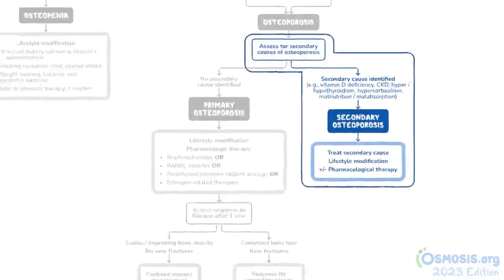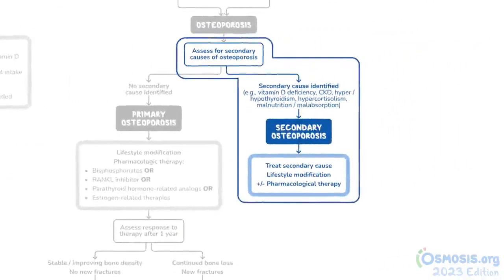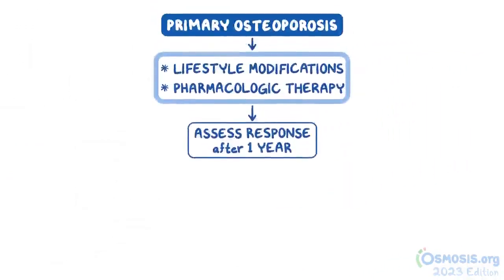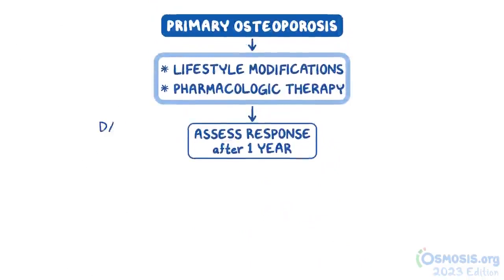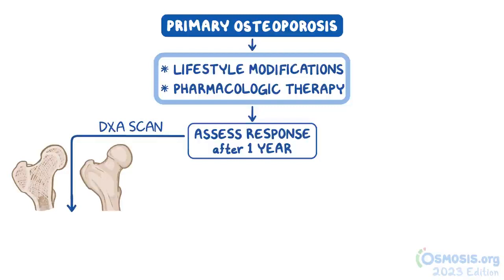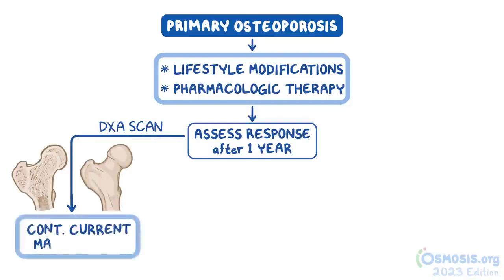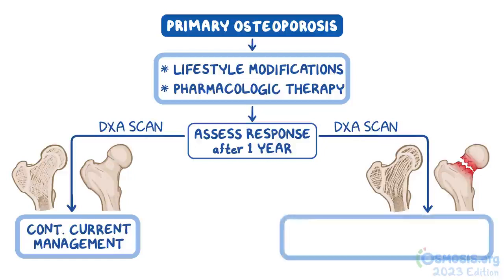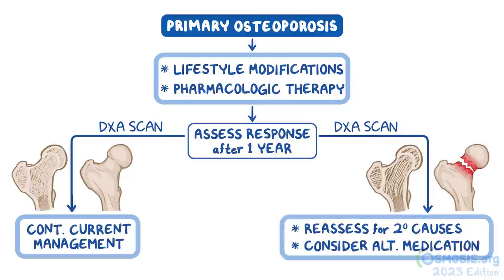Okay, so now that you've started your patient on pharmacologic therapy, assess their response to therapy after 1 year using DEXA scan. If the DEXA scan shows stable or improving bone mineral density and there are no new fractures, continue current management. However, if the DEXA scan reveals continued bone loss or there are new fractures, you should reassess for secondary causes of osteoporosis and consider alternative medication.